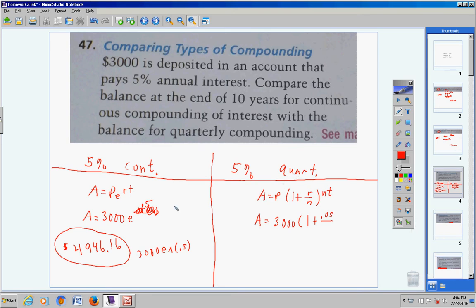The more times that your interest is found, the better off you are, the more money you're going to make. So, quarterly compounding, that's 4 times a year, and of course N is 4. T is 10 years. So here's what I'm going to say to you.